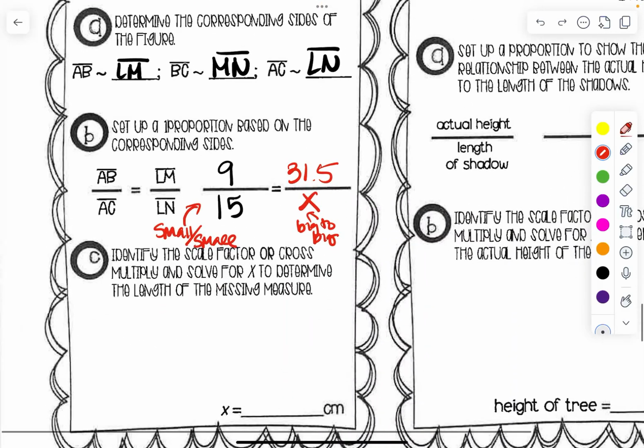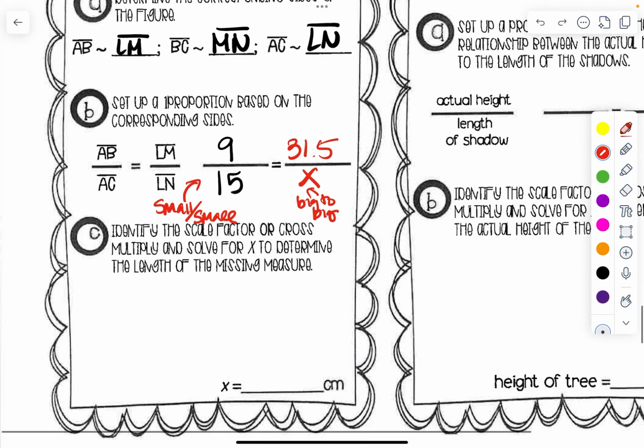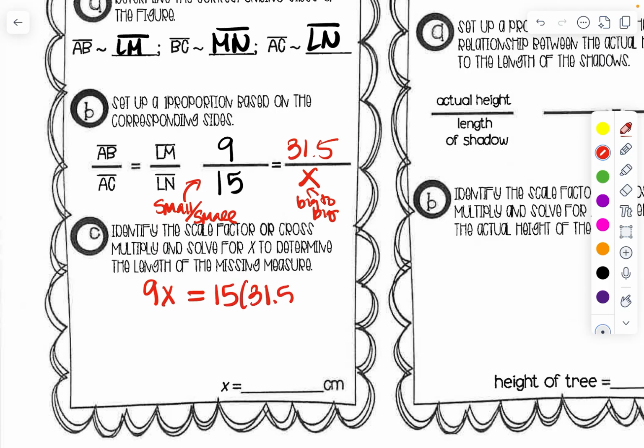All right, so now that we have this, we're going to go ahead and solve that proportion, and we're going to do it right below in C. We're going to go 9x equals, and then we're going to multiply 31.5 times 15. If you put that into a calculator, you get 9x equaling 472.5. Okay, and then after that, you're just going to divide by 9, so you can go ahead and do that now, which should be 52.5.